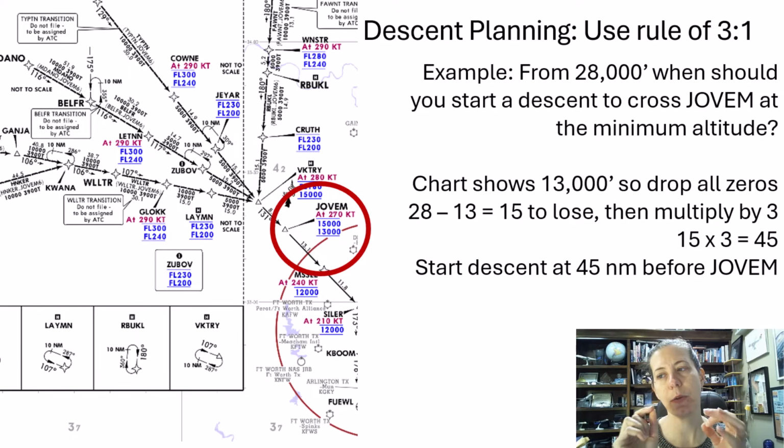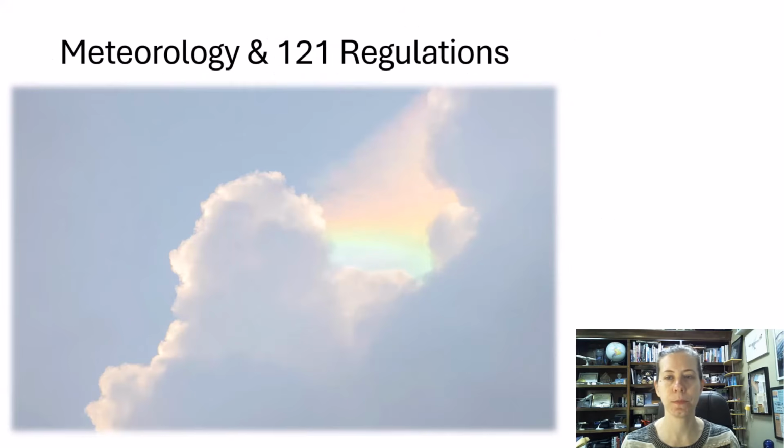So I would just be aware: drop the zeros, do the math, subtract how many feet to lose, multiply by 3, and that gives you nautical miles approximately before that fix. That should generally work for the type of aircraft you'd be flying at a regional, and that's what they're expecting you to do.